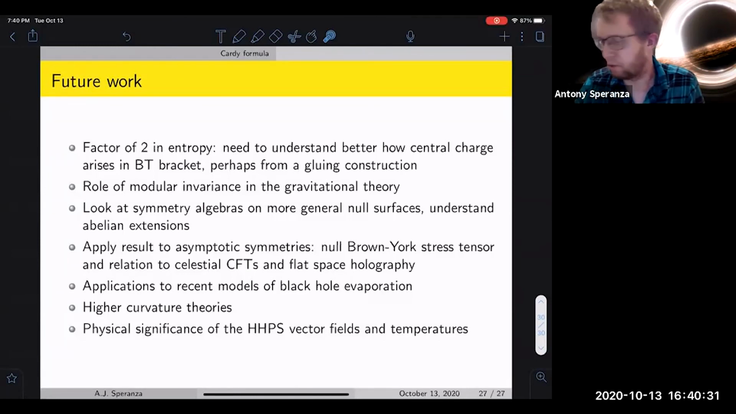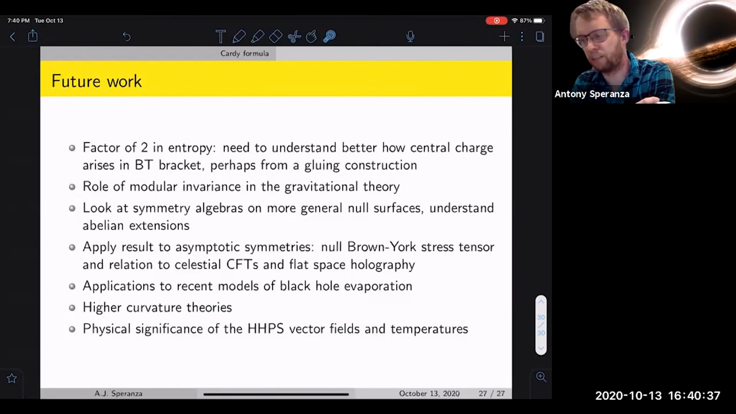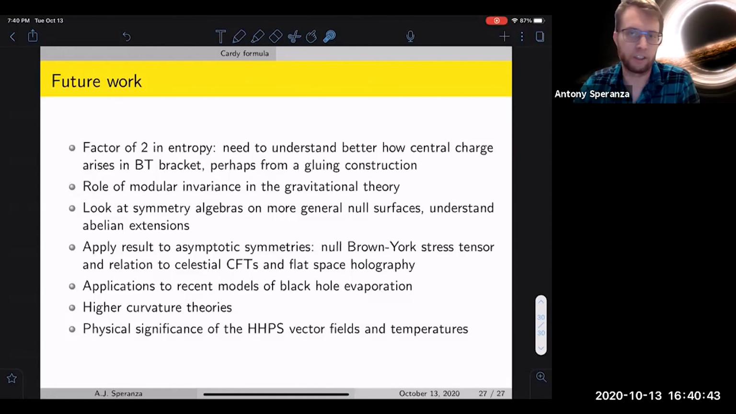Yeah, and there are some other things, like, can you do this for higher curvature, and where exactly these HHPS vector fields and temperatures come from. So yeah, feel free to ask me about that. So anyways, I'll conclude with that. So thanks.